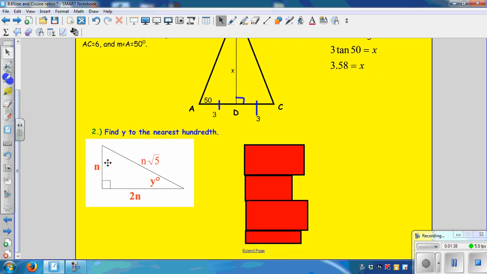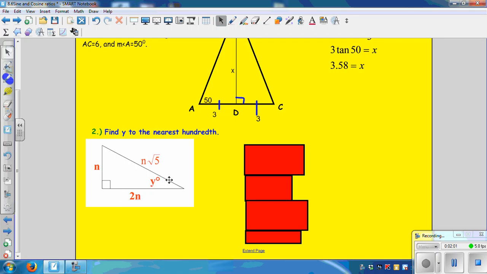Number 2, find y to the nearest hundredth. So you'll notice that you have a relationship occurring of n on a leg, 2n here, and n radical 5. But if you get rid of all of the values of n, you'll be able to see the ratios are just a 1, a 2, and a radical 5.